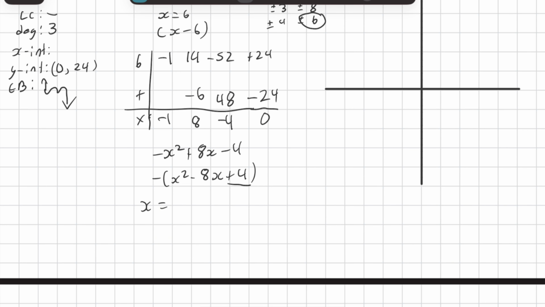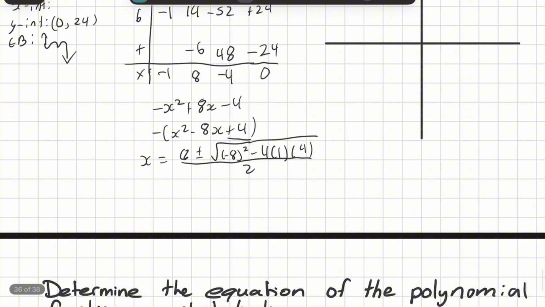So x equals 8 plus or minus square root of -8 squared -4 times 1 times 4, all over 2 times 1, so 2. Now we're just going to go ahead and do that. So -8 squared is 64.